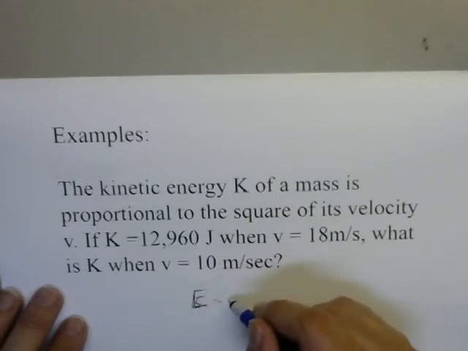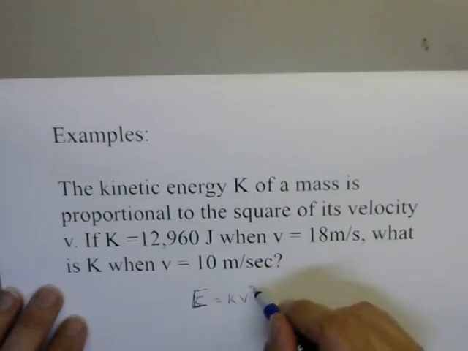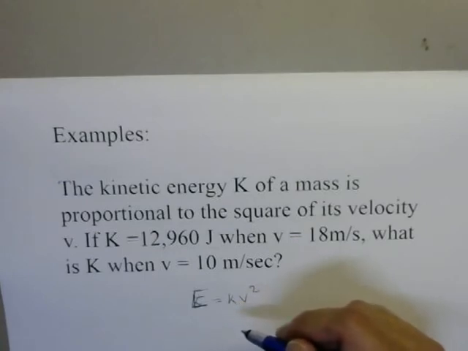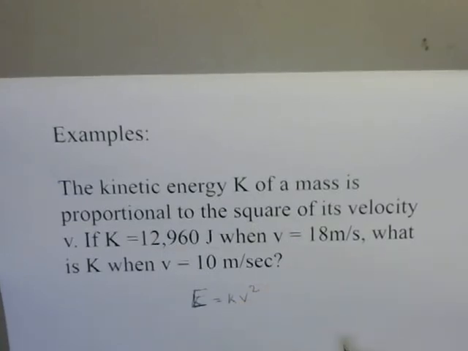So it's proportional, right, which means you can take a constant, let's call it k, times the square of its velocity. And you can call this whatever you want. You can maybe call it c for constant. I'm just going to call it k because that's normally what they do.